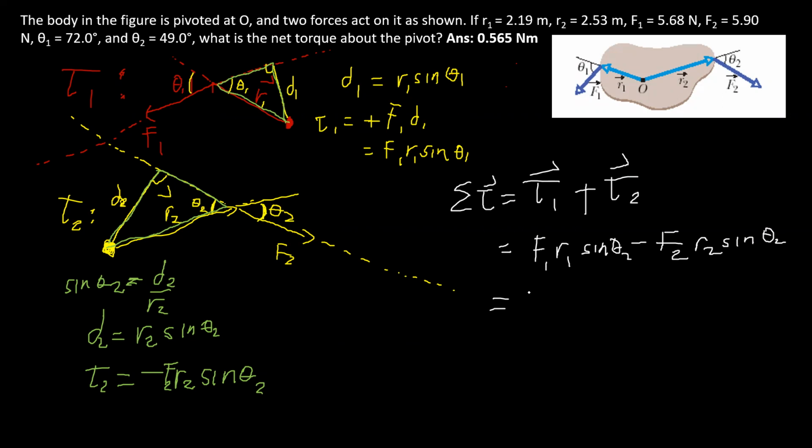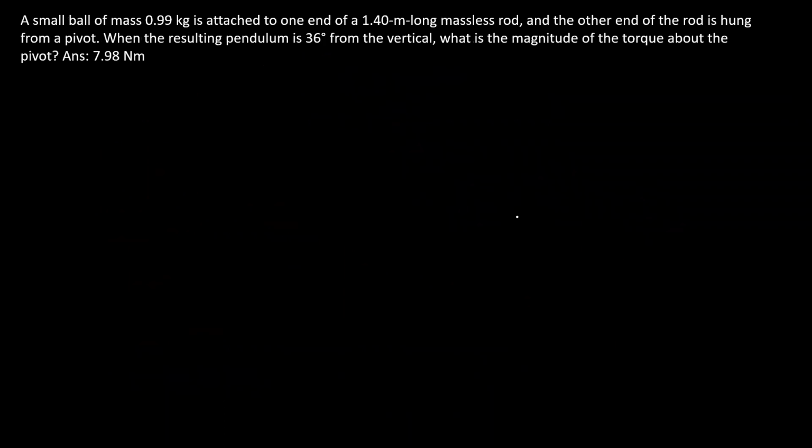F1 here is 5.68. Here we're substituting values, 5.68. Anyway, let me just solve this. Let me pause the recording and see if I got the same answer as what is found above, 0.565. Okay, at that point, I got 0.5648, and that's correct, 0.565. So let's proceed to the next problem.